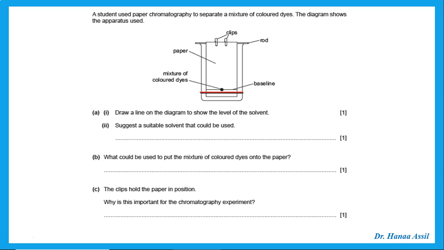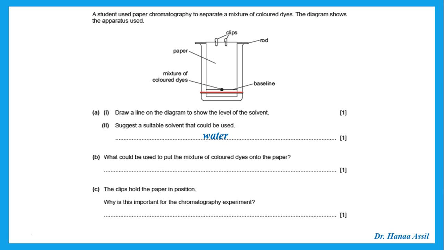Then the question says, suggest a suitable solvent that could be used. We said, which solvent should we use? If he's talking about dyes, food colorings or ink, then my solvent should be water. If he says up in the question that the substance we're talking about is insoluble in water, then we're going to use ethanol.